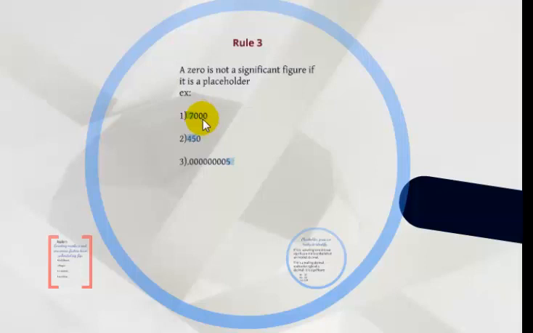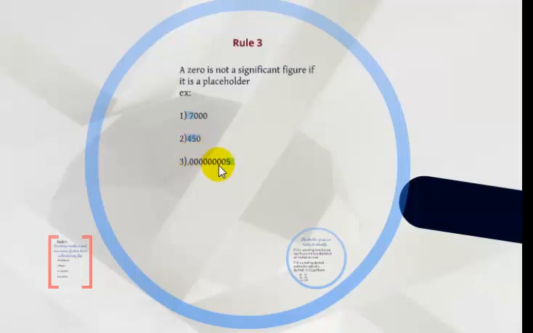Now, they are important. Certainly they're important. 7 is a very different number from 7,000. But we do not count them as significant. So this number has 1 significant digit. In 450, there are 2 sig figs. This is just a placeholder.